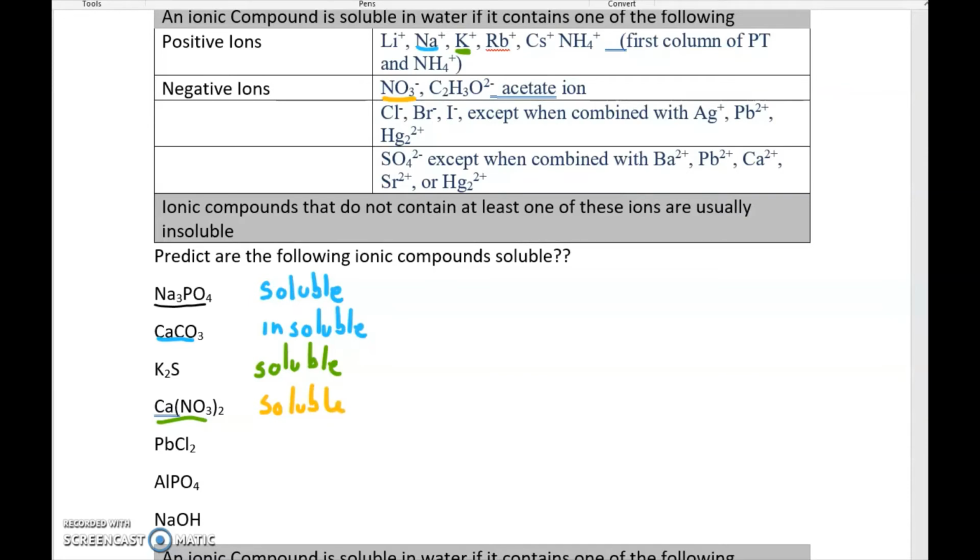Lead chloride. So lead is not mentioned under any of these positives. So let's look for chloride. Chloride is mentioned right here. So chloride is soluble except when combined with lead. So this will be insoluble.